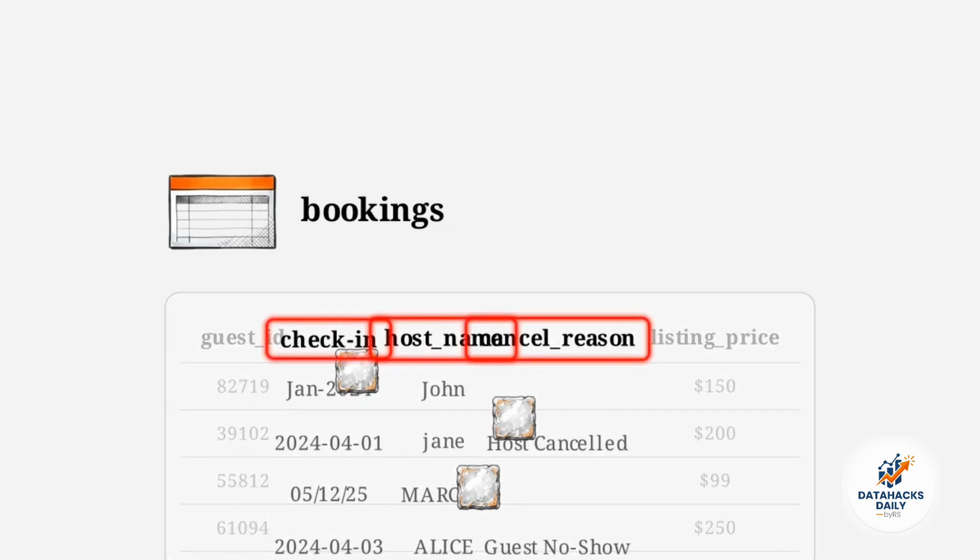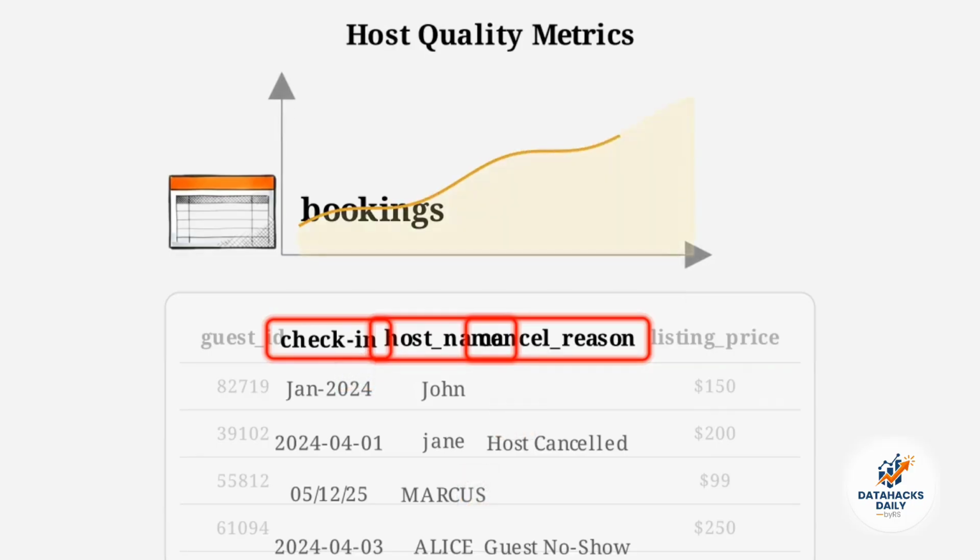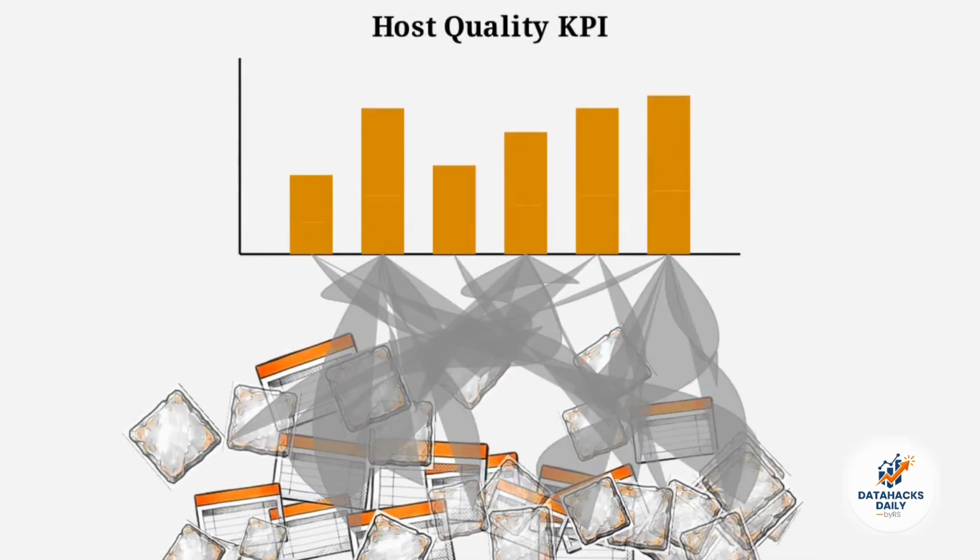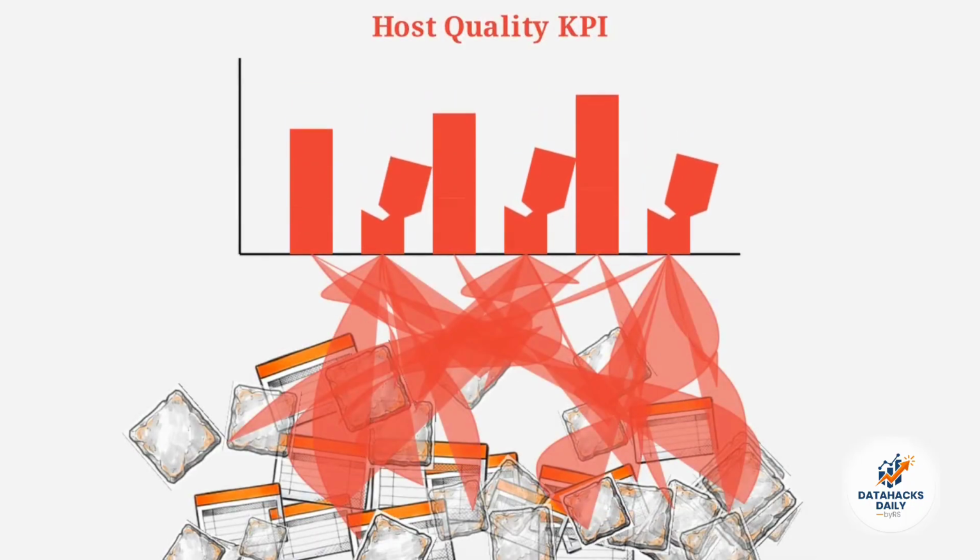Before writing logic, you must isolate 3 prerequisite inputs: the check-in date, the host name, and the cancellation reason. Starting with these specific columns ensures you build your metrics on the actual business event, the booking, rather than just running code on whatever data is easiest to query.